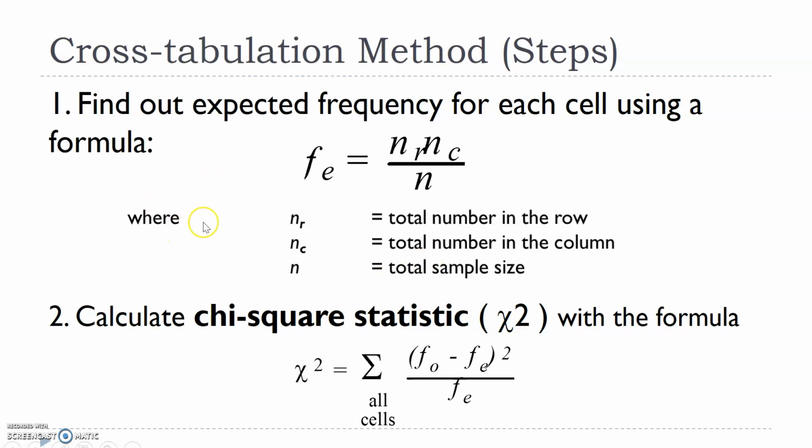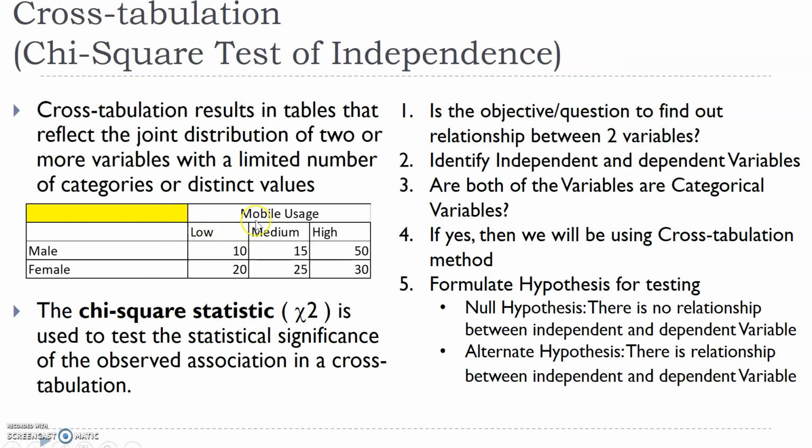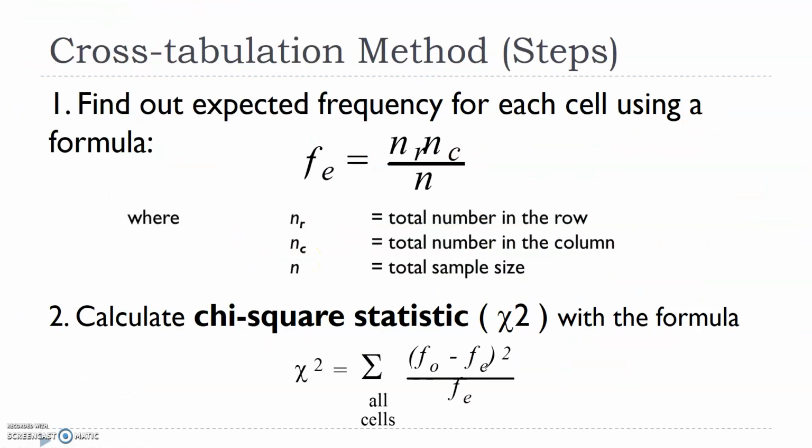So that is what we saw in our earlier slide. These values that we have been given here are nothing but FO, or frequency of observation, the observed frequency. Next, we have to find out the frequency of expected for each cell. What is the number we are expecting in each cell if the null hypothesis is true? If there is no relationship, what is the frequency we are expecting there?